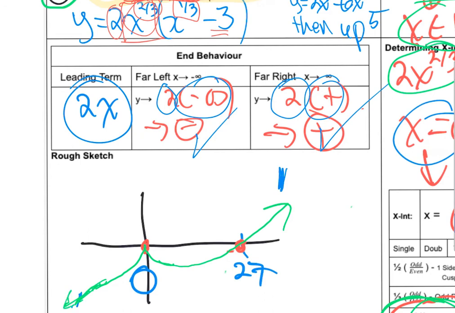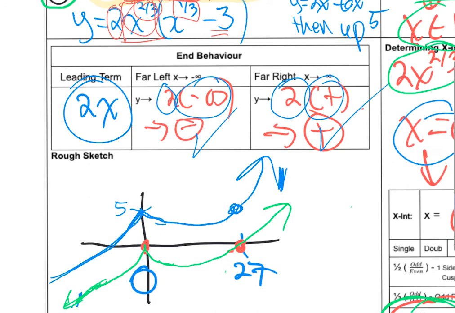Now, remember that this original graph actually had a vertical shift of 5. So in fact, what it would look like is this, and then it would pass through right there at 27. It would be up 5, so it would look like that. But again, you're just trying to get a general idea of the shape.